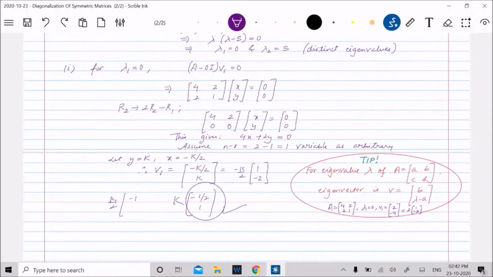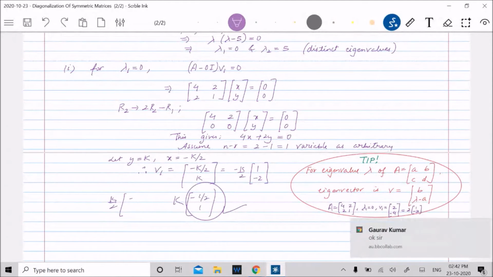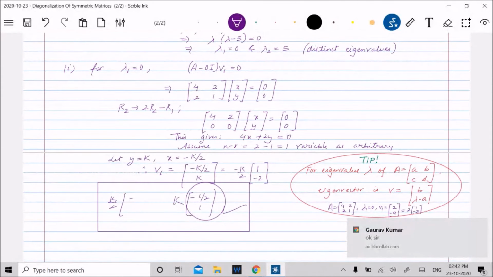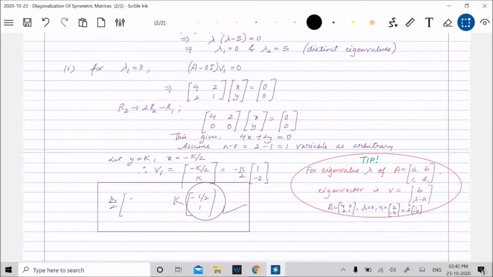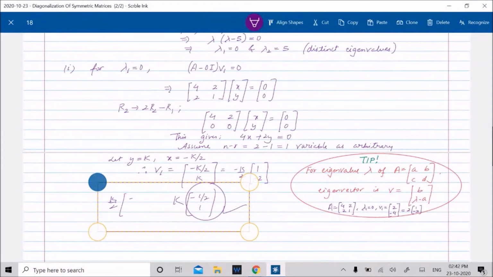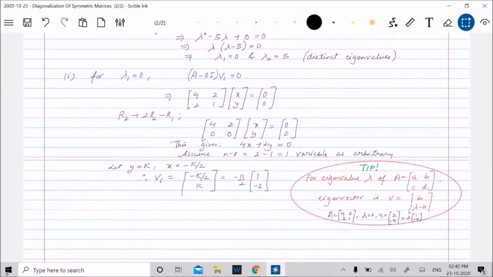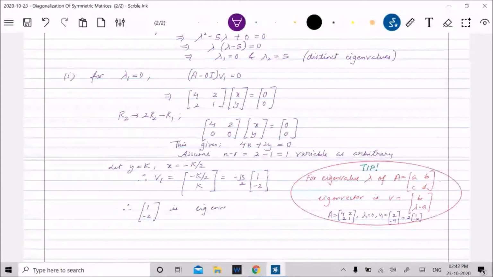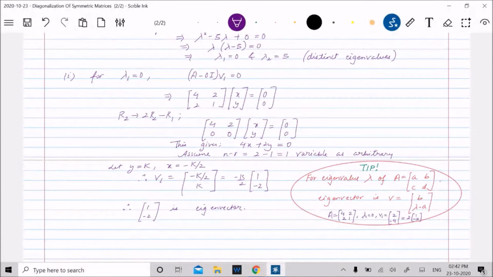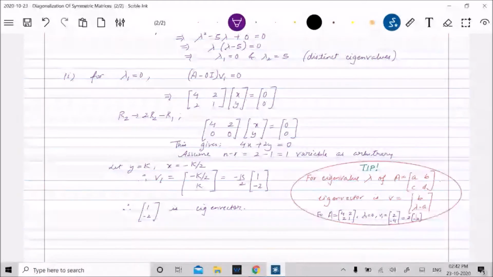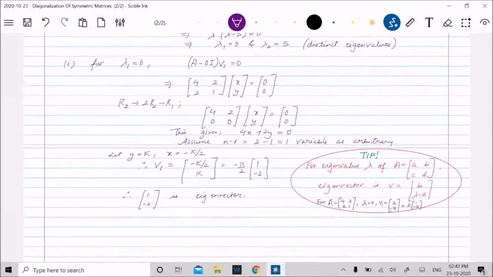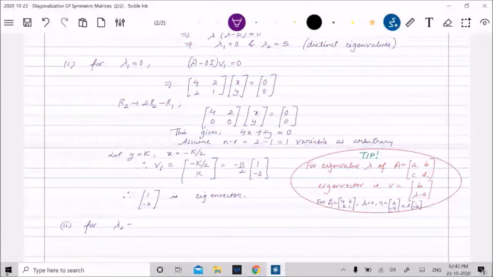Okay, so we are just writing one of them. Okay, fine. So this is the eigenvector. Therefore 1, minus 2 is the first eigenvector, which could be obtained directly using this formula. And now for the second part, I will use this shortcut formula to save my time. Time is precious. Second, for lambda 2 equal to 5, what is the second eigenvector?